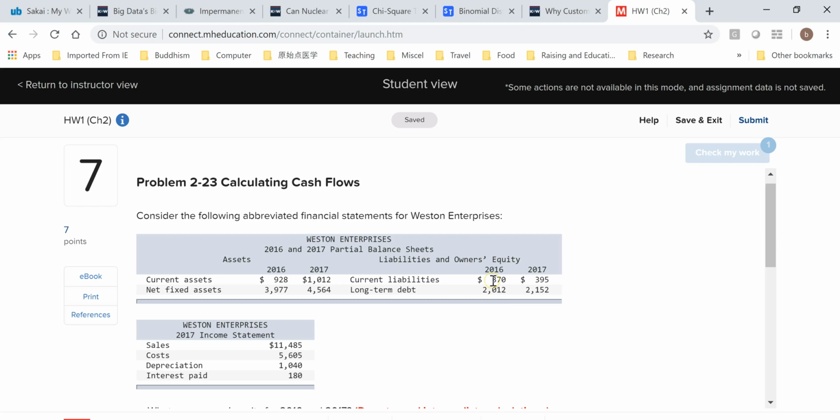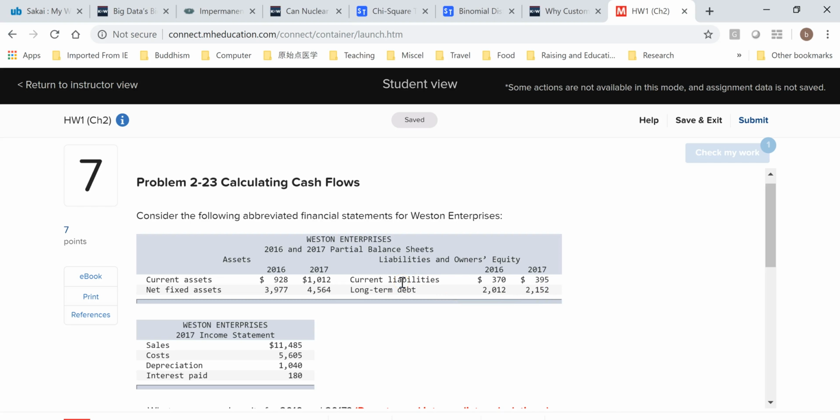We can use the balance sheet identity, right? The balance sheet identity means that total assets equals total liabilities plus total equity. We are provided with the current assets and net fixed assets, so from them we can calculate the total assets. And the total liabilities is simply the sum of current liabilities and long-term debt, plus total equity, which is owner's equity. So we can figure out owner's equity by the difference between the total assets and the total liabilities. That's the approach we can take.